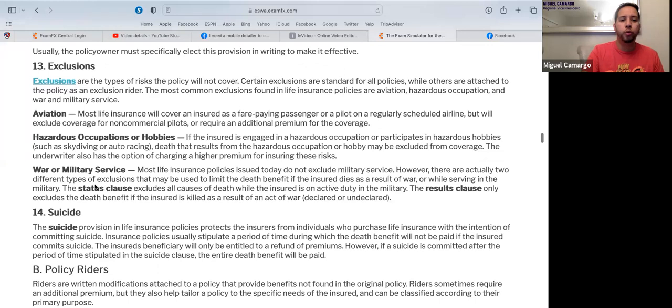The next one is war or military service. It says most life insurance policies do not exclude military service. However, there are actually two types of exclusions that may be used to limit the death benefit if the insured dies as a result of war while serving in the military. The status clause excludes all death while the insured is on active duty in the military. The result clause only excludes the death benefit if the insured is killed as a result of war.